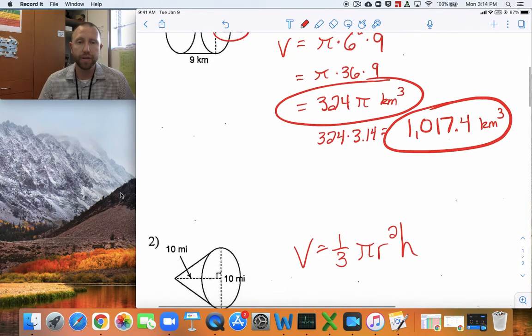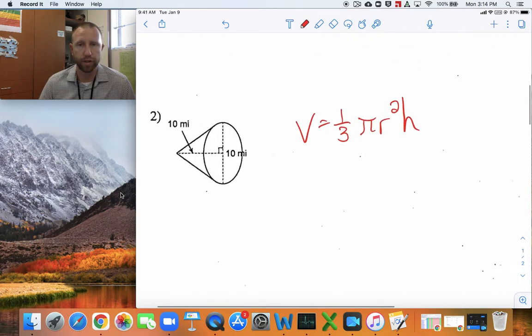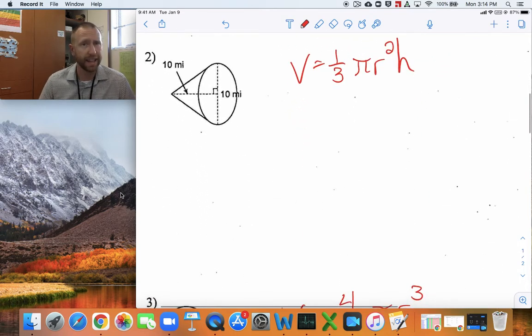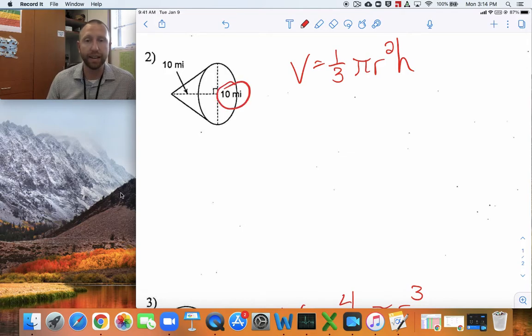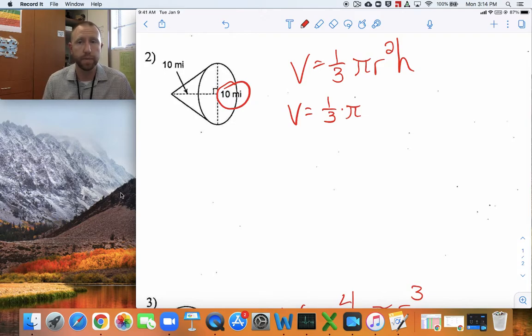Okay, I'm going to do the same thing for this cone. So for this cone, again, they gave me the diameter. I need the radius, so I need to take half of that 10 that they give me for the diameter. So I'm going to substitute in everything I know. V equals 1/3 times pi. I'm going to leave the pi symbol in my first answer. The radius, half of 10, is 5, so I've got times 5 squared. And then that's times the height, which is 10. So I'm going to go ahead and simplify what I can.